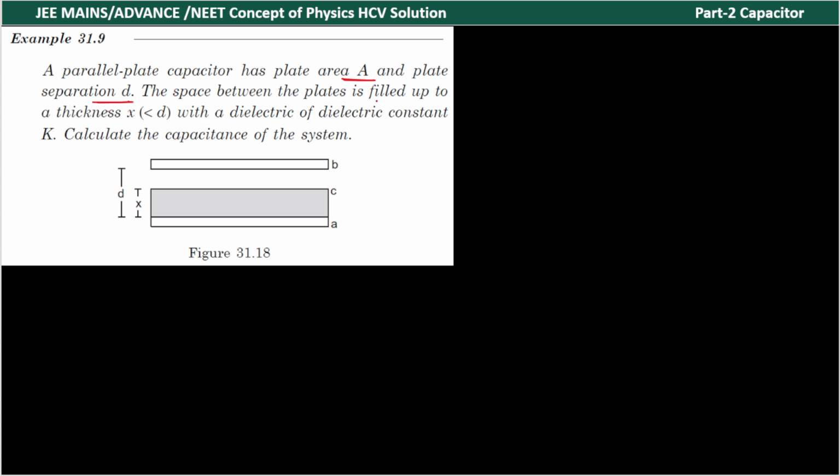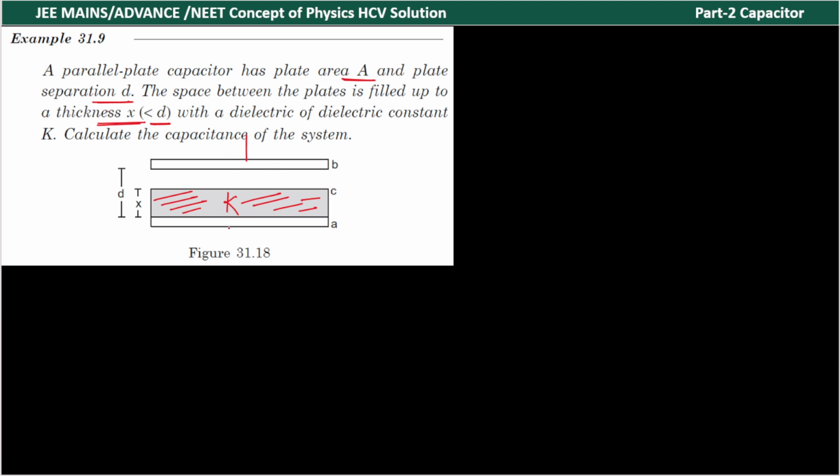The space between the plates is filled up to a thickness x that is less than D. So we are filling this thickness up to a distance x by a dielectric material having dielectric constant K. Now what will be the equivalent capacitance of this system?